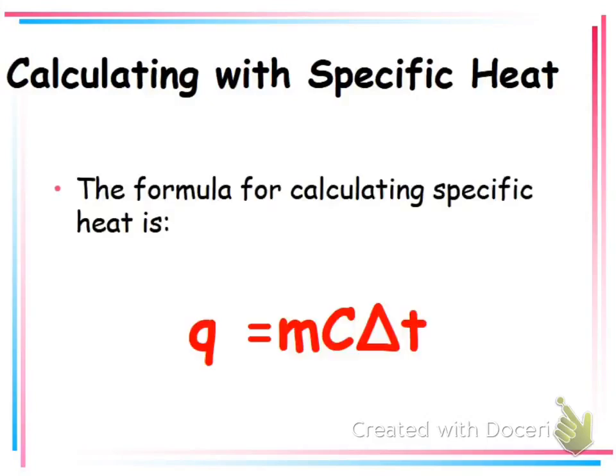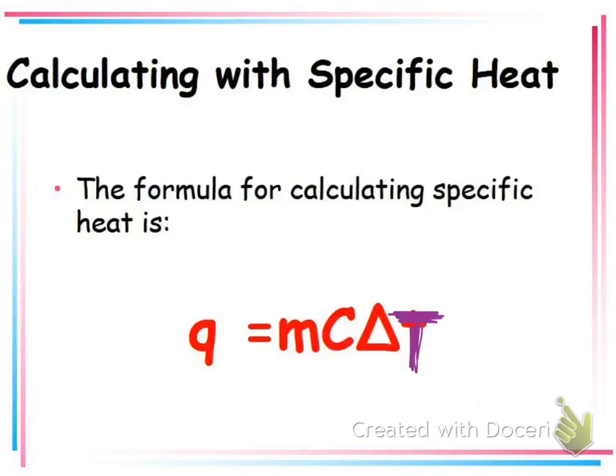Calculating with specific heat, here is our formula. We call this the MCAT formula. One tiny mistake is that this is supposed to be a capital T. So I'm making that a capital T now, because we designate temperature with big T, not little t.